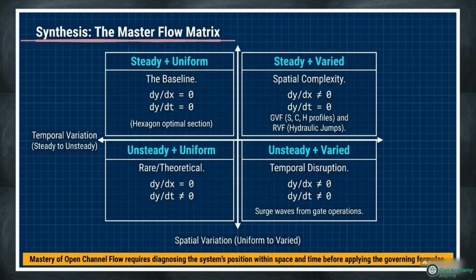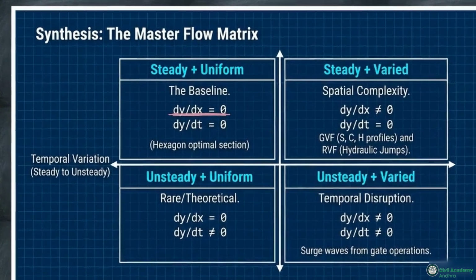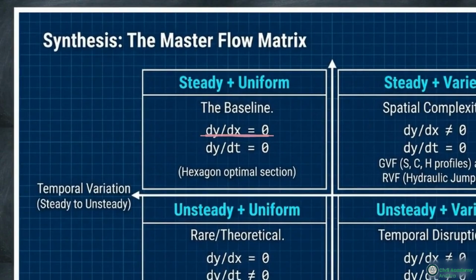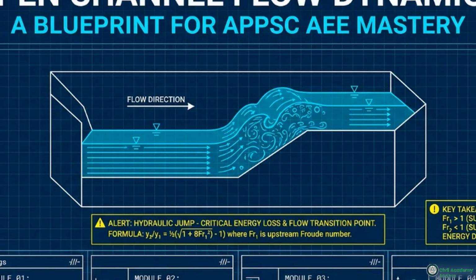This matrix maps the complete diagnostic framework for open channel flow. AEE exam success depends on locating a fluid's position in space and time. Every condition is dictated by two parameters: depth change over space, dy over dx, and over time, dy over dt. This 3D cutaway of a channel flow system shows how these different mathematical states exist simultaneously.